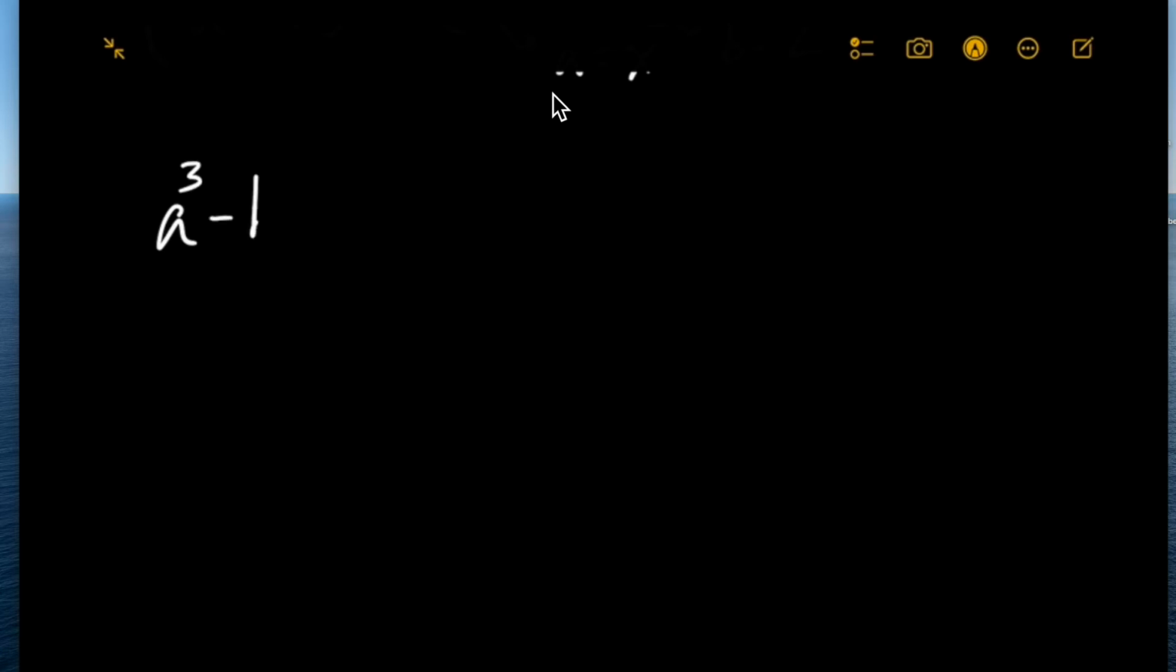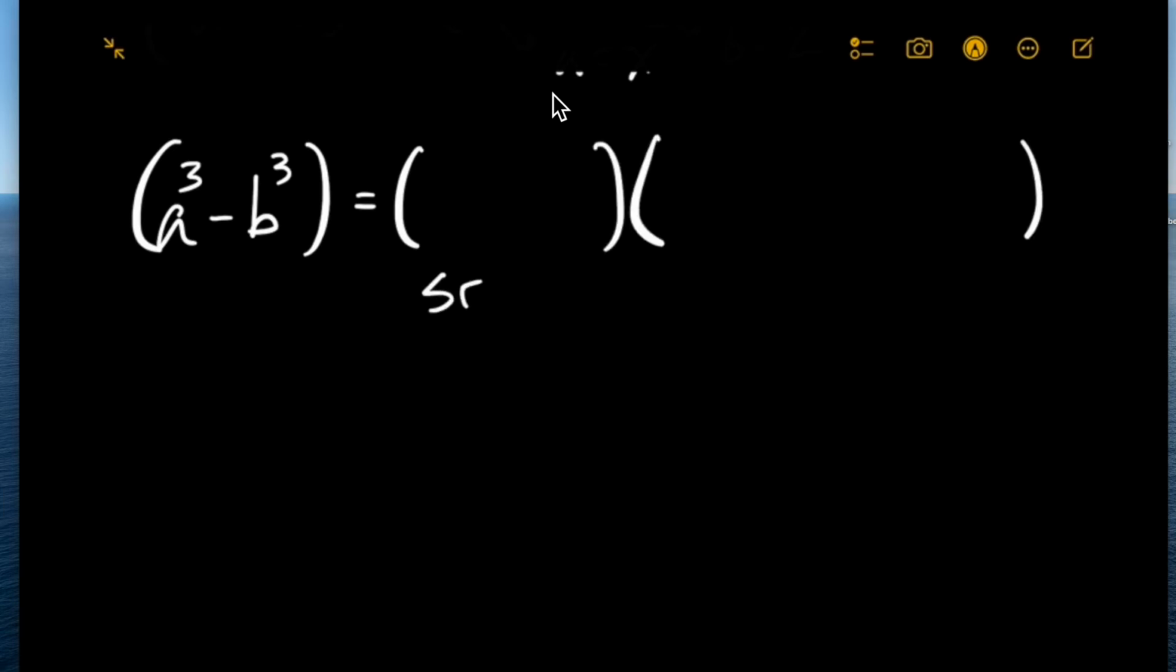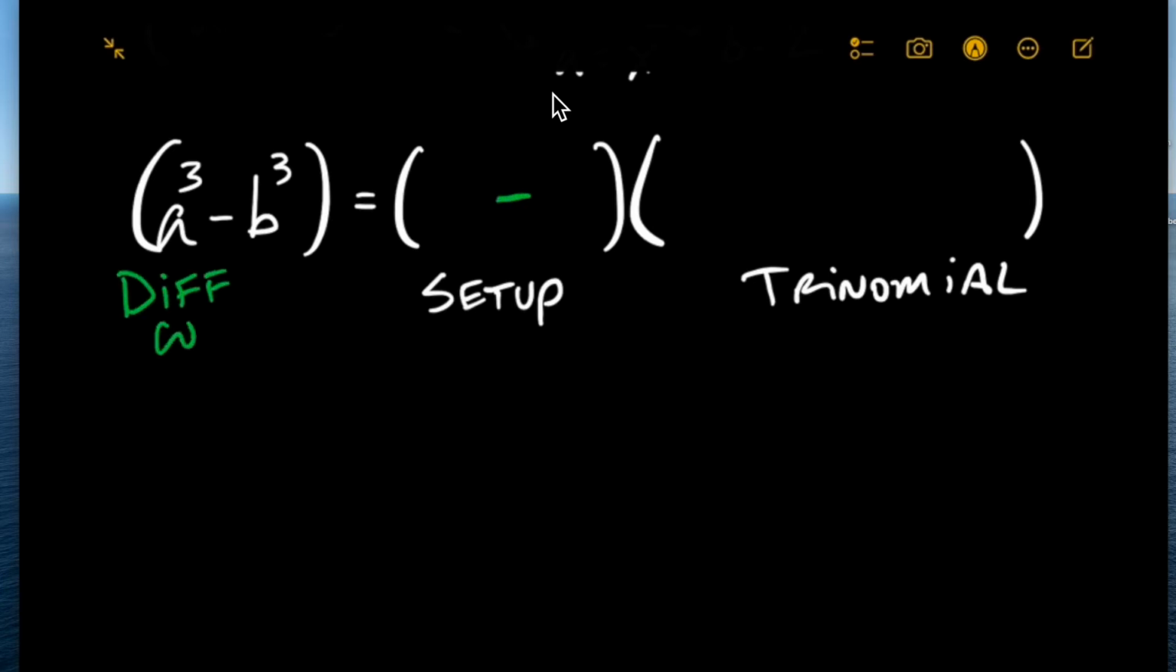The difference between two perfect cubes consists of a setup and a trinomial. Okay, the setup always has the same sign as the difference between the cubes. So here you see a negative, that's a negative. So I'm going to put S here for same.